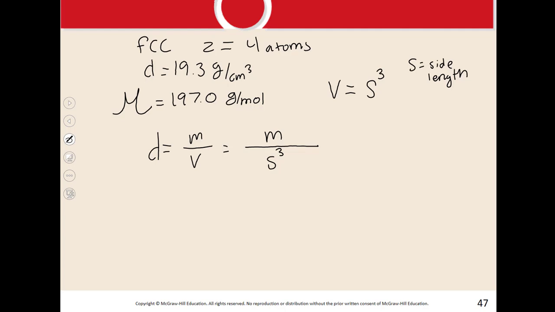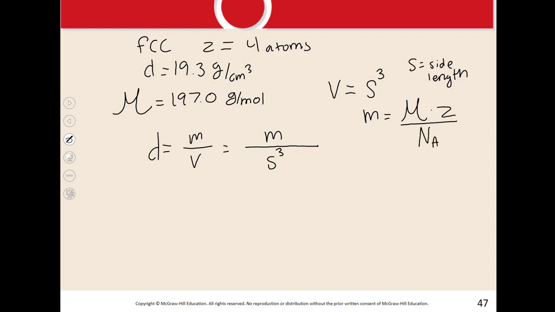Molar mass is in grams per mole. So how are we going to relate moles and atoms? Avogadro's number. Good. Divide by Avogadro's number. So our mass here is going to be the molar mass times Z, how many atoms we actually have, divided by Avogadro's number.